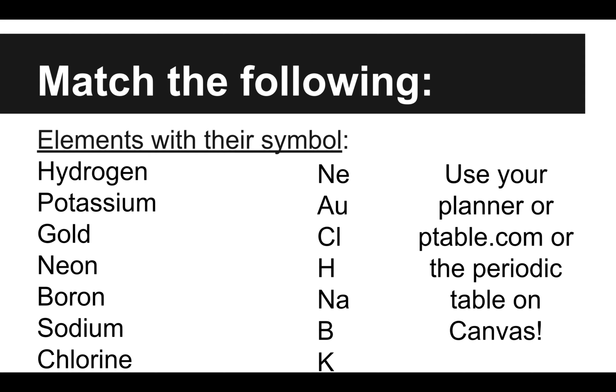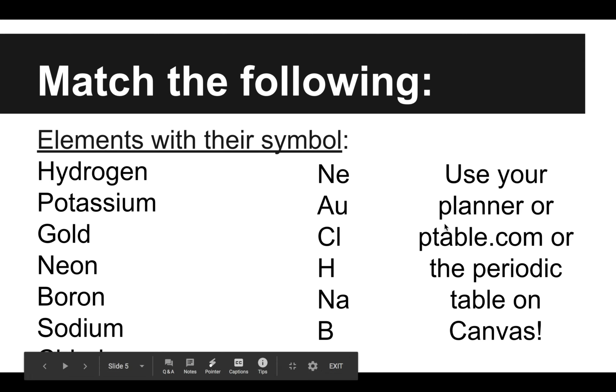Okay, hopefully you've finished that, and hopefully you've noticed some things about these elements. Hopefully you found we have hydrogen here, that's just H. But then what did we find out about potassium? What is that element symbol? Hopefully with your research you found that it's K. Oh, you can't really see it, but it's K.